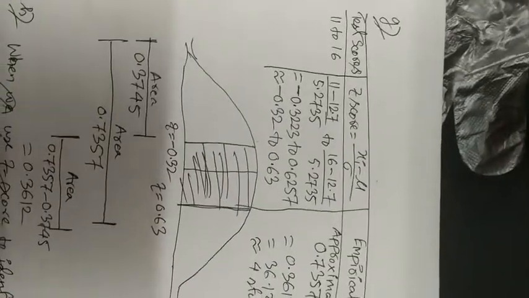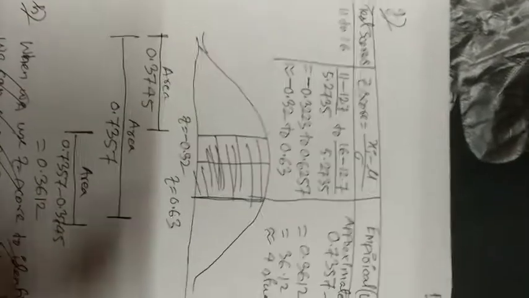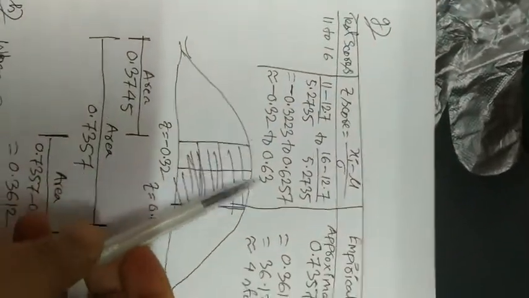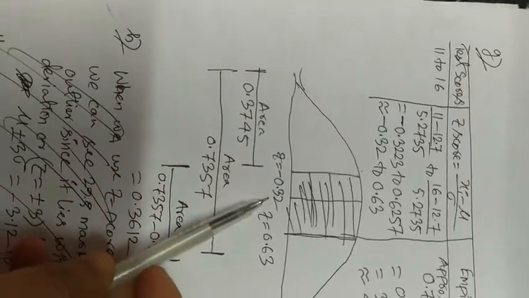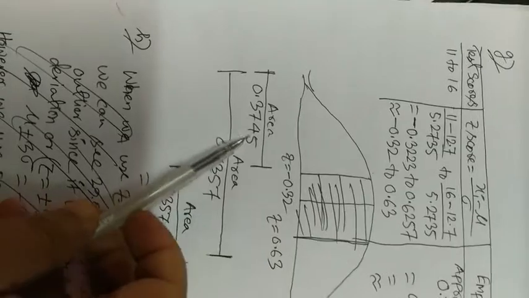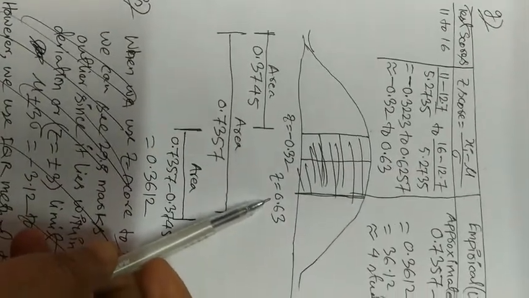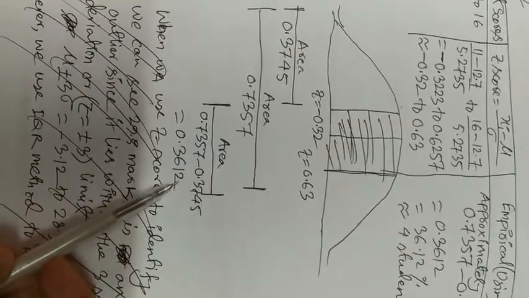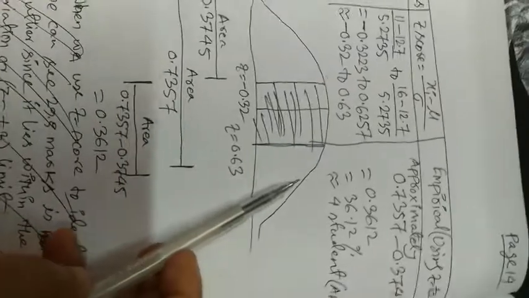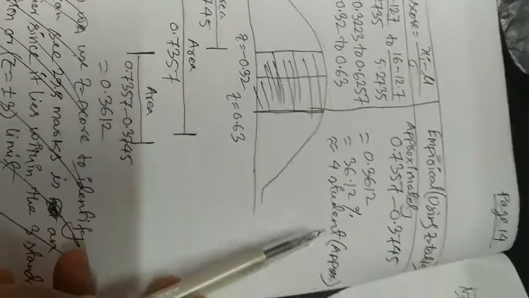The next question is saying, how many students had test scores between 11 to 16? We have calculated the z score, so minus 0.32 to 0.63. When you use the z value minus 0.32, you get the area 0.3745. When you use the positive z table, you get the area 0.7357. If you deduct this one from this one, we get approximately 36.12%. That means approximately 4 students.